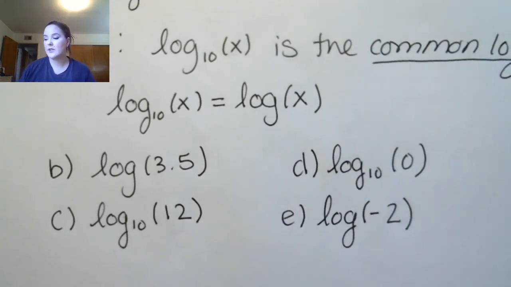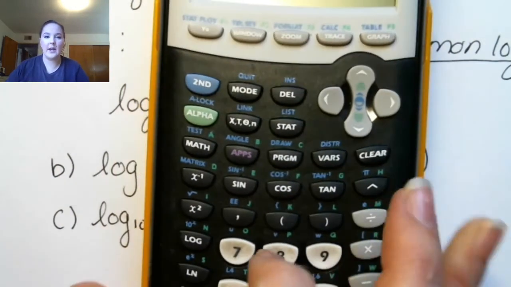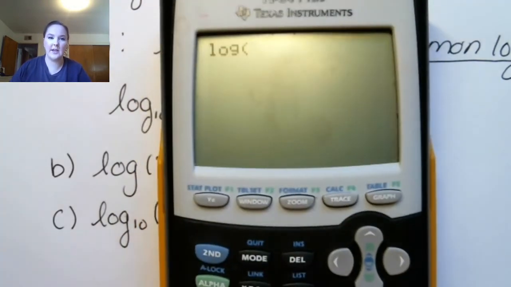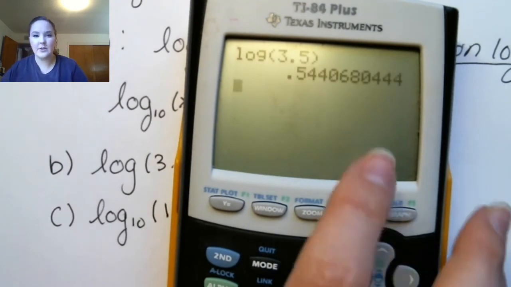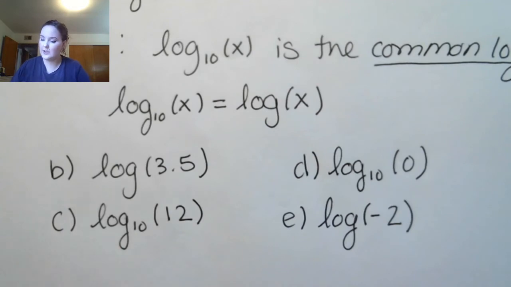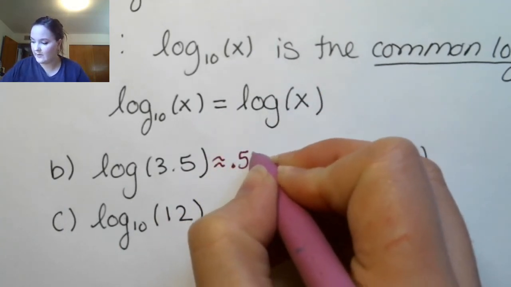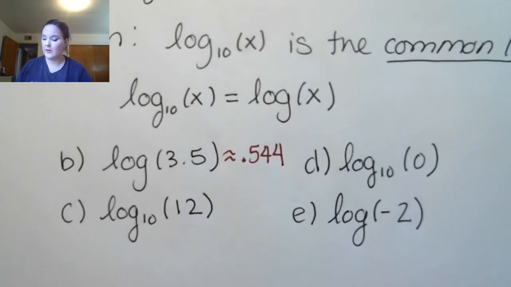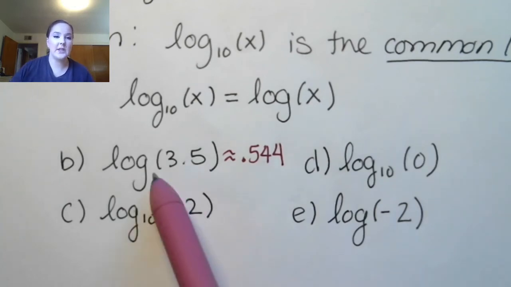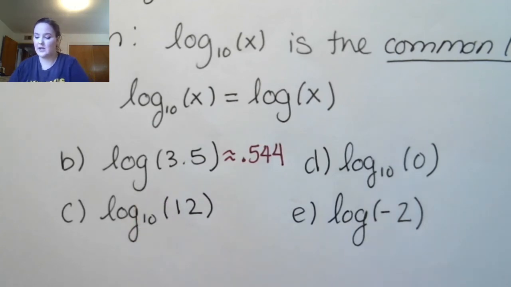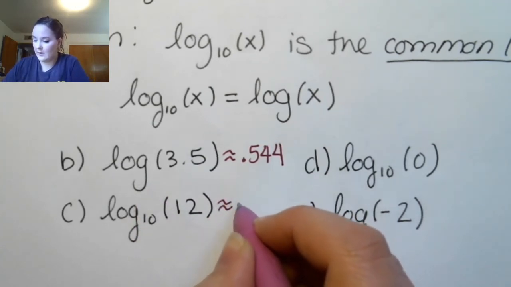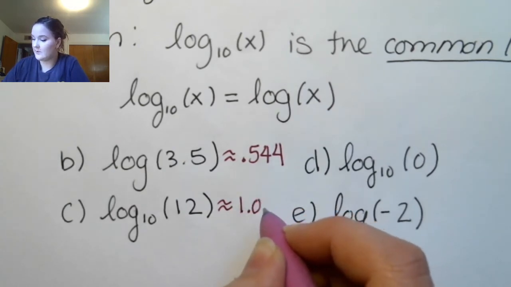All right, once you've done this for yourself, or you've tried to, let's look at what we would get here. Again, I'm hitting the button that says log first. That gives me the log screen, and then I'm just going to type in 3.5. You can see that I'm getting my answer here, which is approximately 0.544. I can do the same thing for log of 12. All of these are also log base 10, whether they say log base 10 or they just use the common log notation. For this I got 1.079.